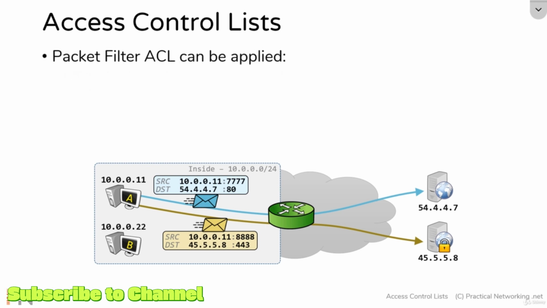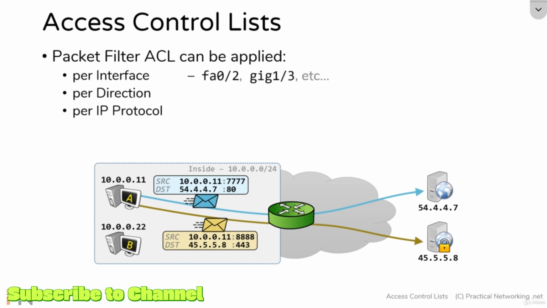Now when you apply them, you can only apply them once per interface, per direction, and per protocol. So let's talk through that. By interface, I mean the actual physical interface of a router. If you recall, our router had two interfaces, one of them facing the inside segment and then the other one facing the internet. Well, I can apply an access list to a specific interface.